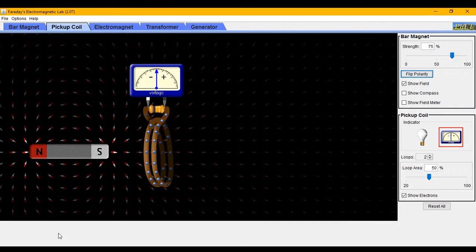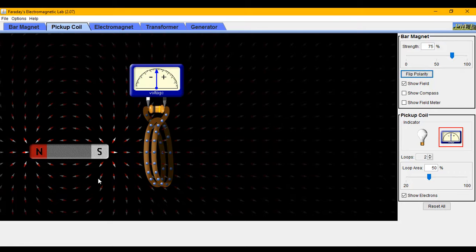Hi, this is Mrs. Rate, and I'm going to use this simulation to try to explain why you get a current in a coil when you move a magnet towards it. Plus, I'm going to try to explain something called Lenz's law, the direction of the magnetic field. So I have a magnet here, and this simulation shows the magnetic field lines around the magnet.